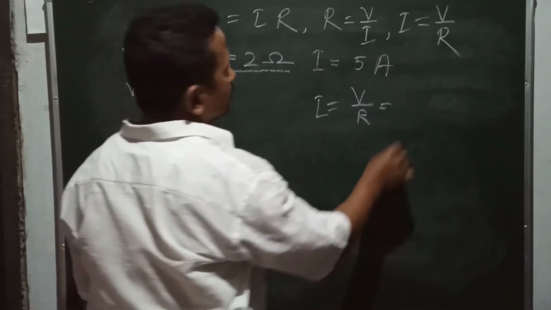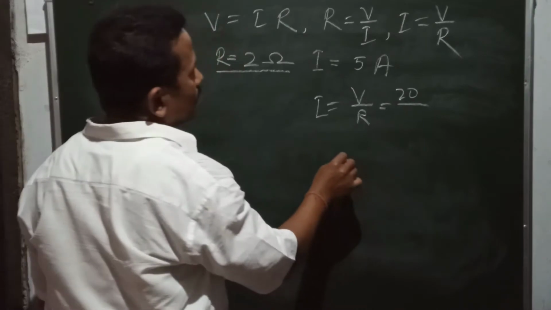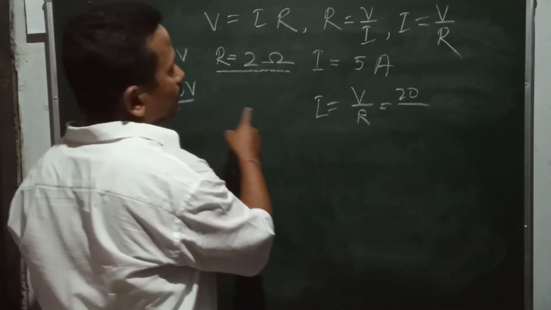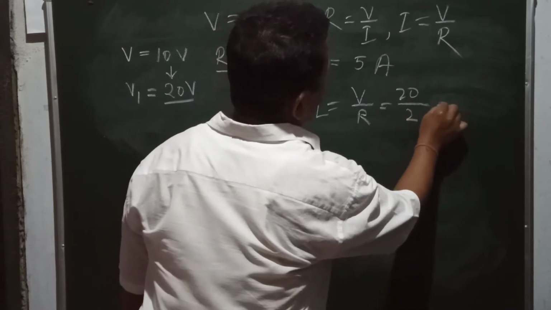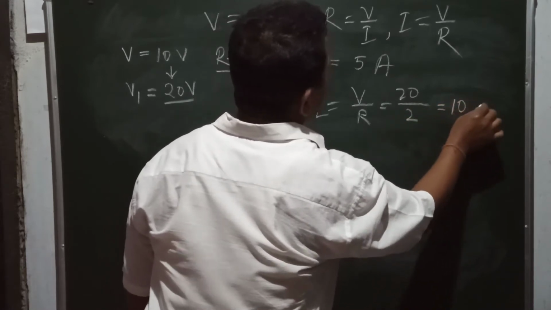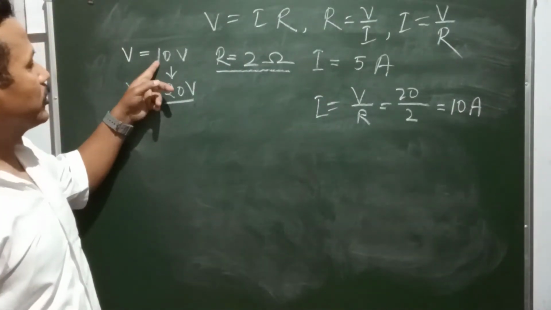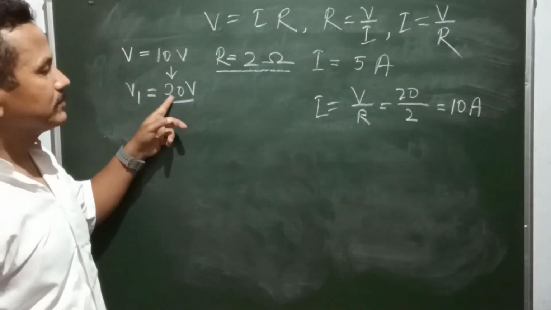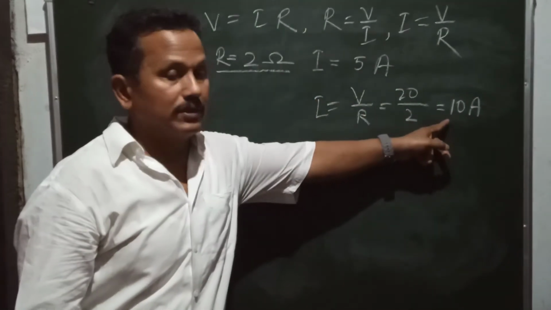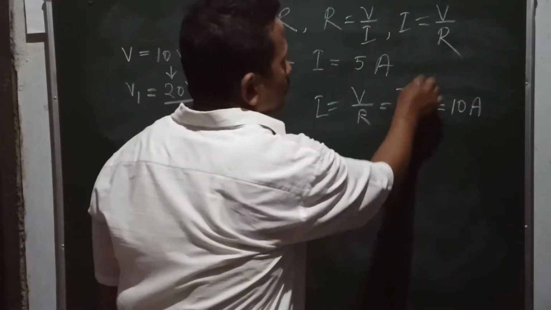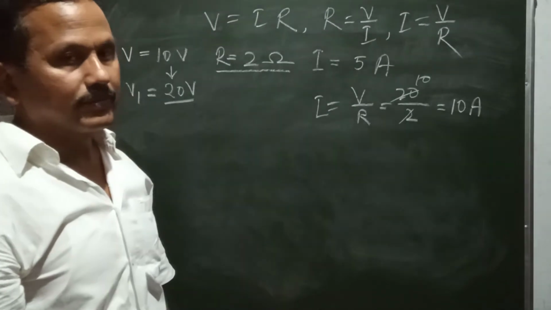Let me see, the V is here how much? 20 volt. And here we have R is 2 as usual. So we get 10 ampere. Mind it here, the potential difference got doubled. You see the current from 5, it also got doubled, because 2 fives are 10 ampere comes here.